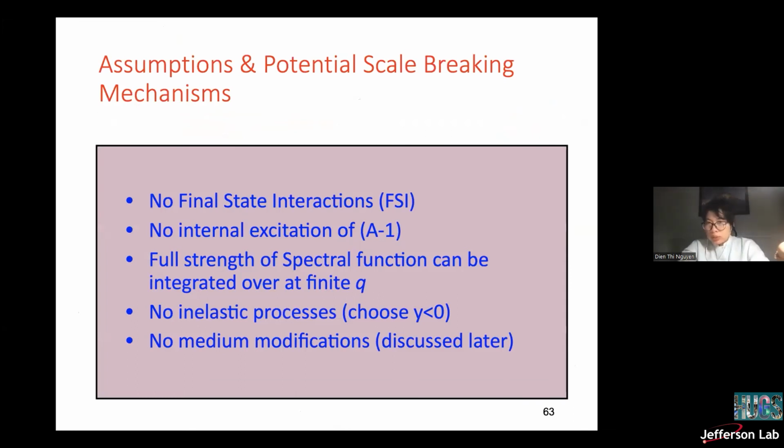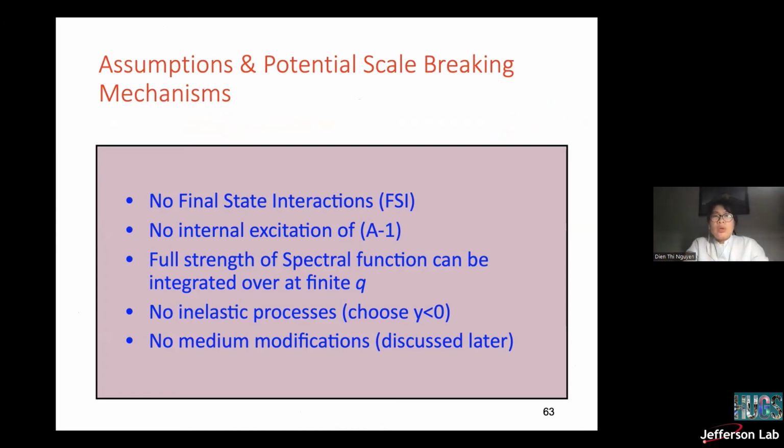Now we take a look at some of the assumptions that go into this Y scaling. I mentioned that the assumptions can only work in some specific region, and then they can break as well. When it breaks, it means that in that region the assumption doesn't work anymore. Some of the assumptions are, for example, no final state interaction. It means that the nucleon is knocked out and it doesn't have rescattering with the remaining nucleus.